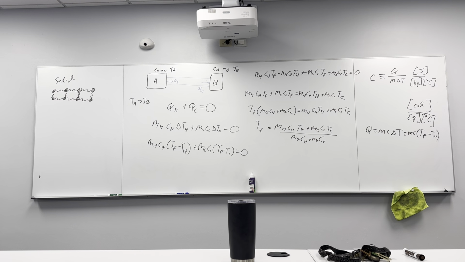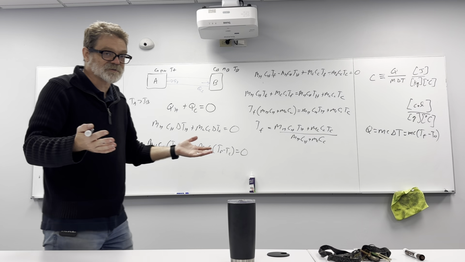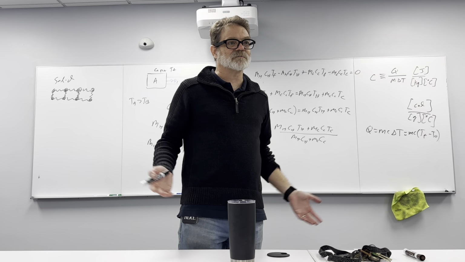Yeah, quick question. So T final is gonna be the temperature for both, right? Yeah, it's the equilibrium. It's thermal equilibrium. So they're gonna be the same temperature. Yes, that's the idea. When you bring something hot and something cold, you mix them. What happens? Same temperature. They come to equilibrium.